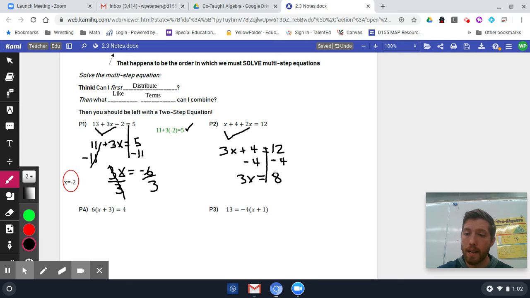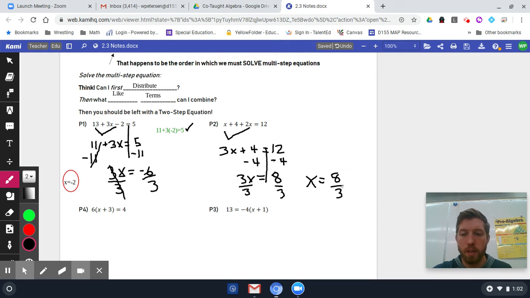All right. And then our last step here is going to be to divide. And we are left with x equals 8/3. All right, so that is a fraction, obviously. And we can have fractions, okay? We try not to, but we can have fractions.